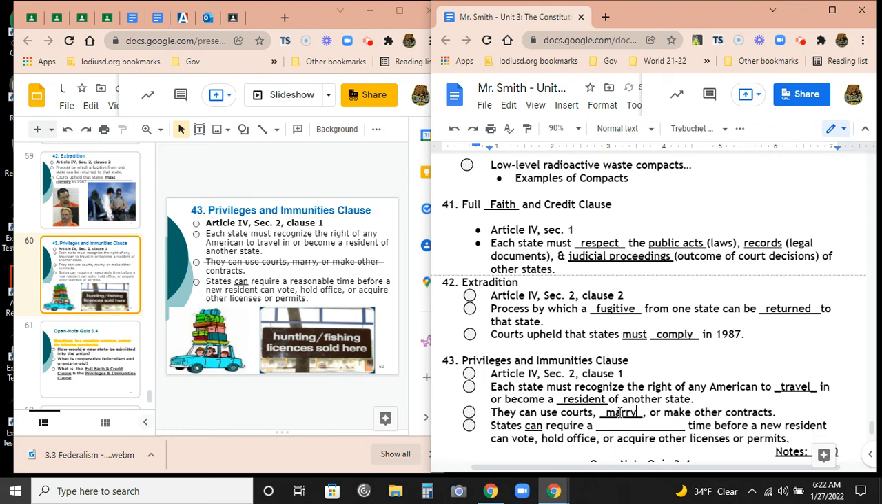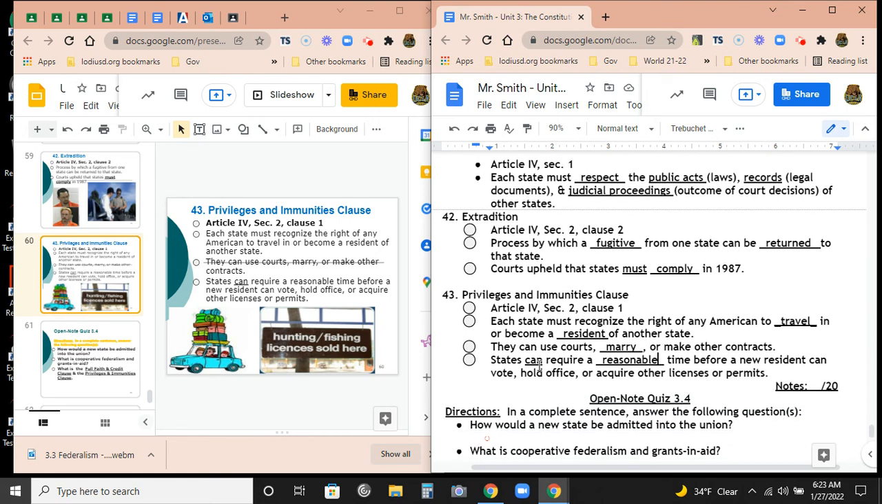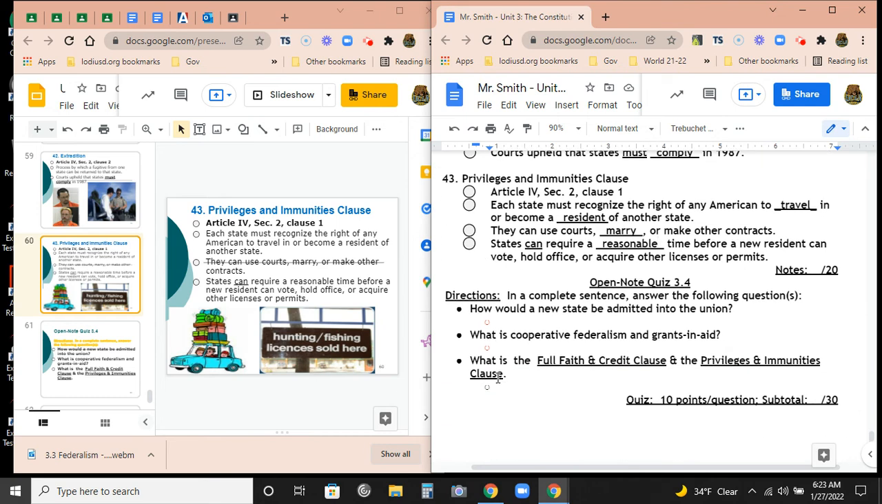As I just mentioned in the last slide, it has happened. States can require a reasonable time before a new resident can vote. What's reasonable? I don't know if that's 6 months, a year, 18 months. But at some point, they have to permit a new resident to be able to vote, hold office, acquire other licenses or permits as need be. Might be a hunting or fishing license, but they're not supposed to ban someone.